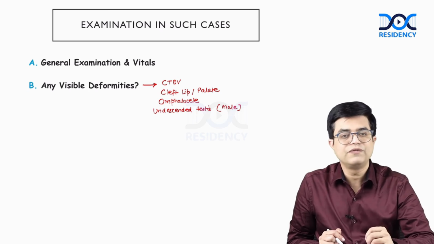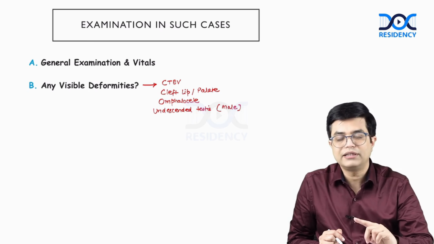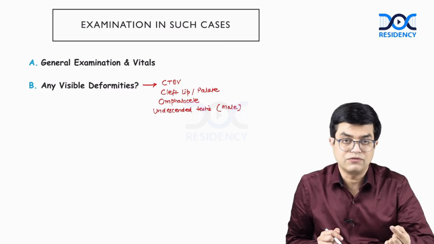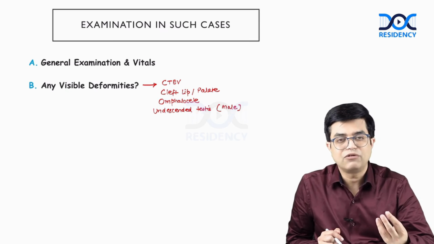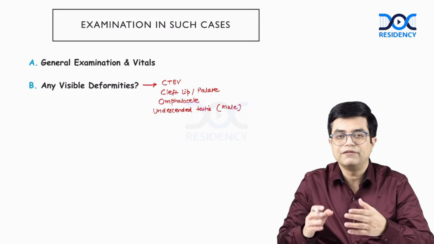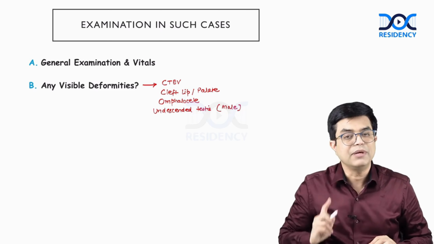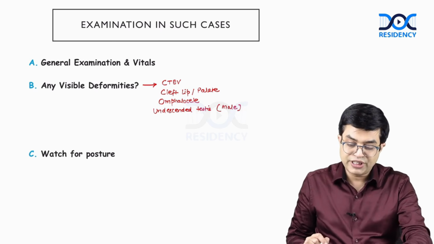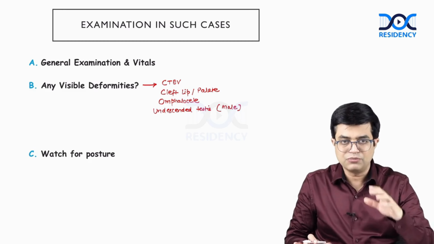Sometimes when you say, sir, no visible deformity, or ma'am, no visible deformity, the examiner can stop you and ask, what visible deformities did you look out for? In other words, they are asking what visible deformities are commonly associated with an open neural tube defect. And these are the points that you will be mentioning at that moment, right? Then you will watch for the posture the child is taking, right? You will mention the posture.